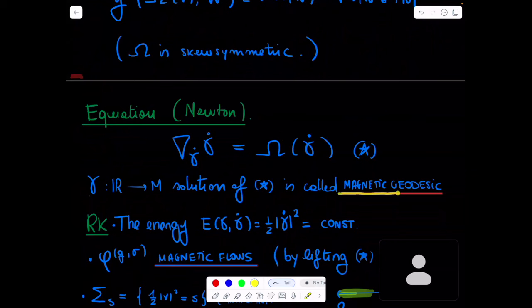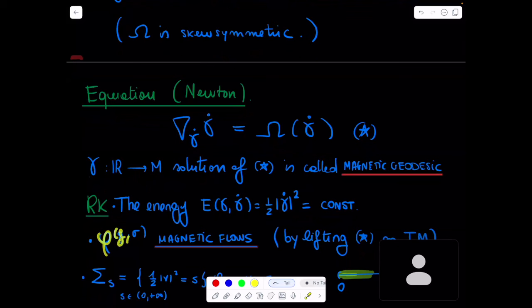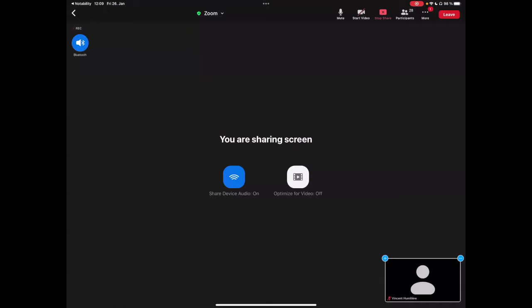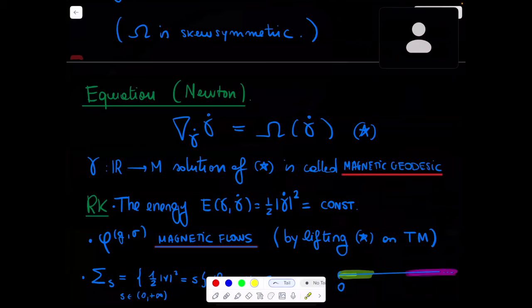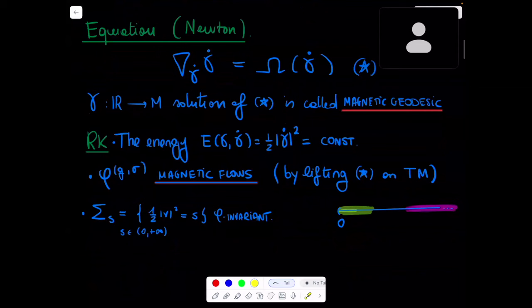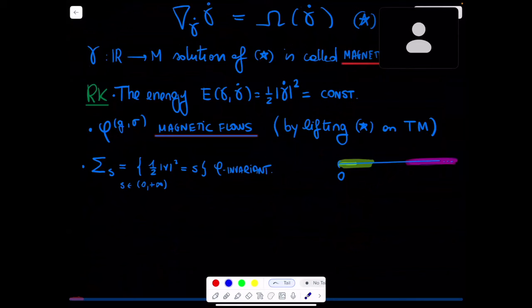And a first remark is that the energy, which for me is the kinetic energy, is constant along a magnetic geodesic. So I will denote by phi of the couple G, sigma, this is the magnetic flow, and it's exactly the flow which we obtain by lifting the Newton equation to the tangent bundle. So in particular, the flow leaves invariant the energy level set, sigma s. And hereafter, I will denote by phi G sigma s the restriction of the magnetic flow to the level of the energy s.